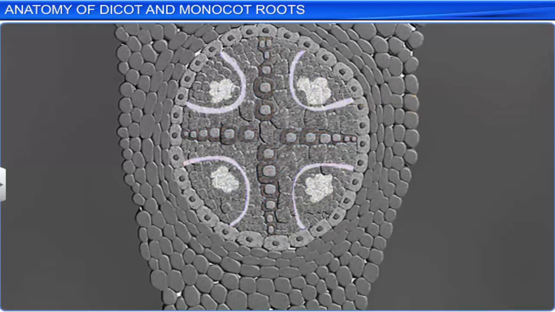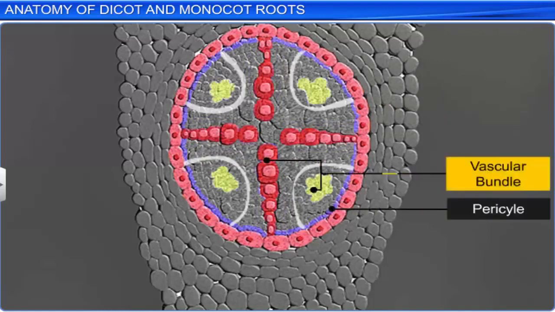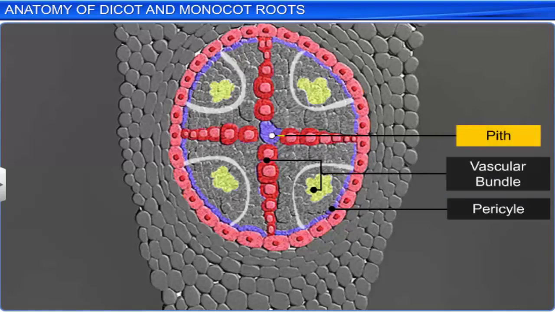Some radially arranged parenchymatous cells are found between the vascular bundles. These cells form the conjunctive tissue, which is specialized for storage of water. The tissues present inside the endodermis, namely the pericycle, vascular bundles, and pith, are collectively known as stele.